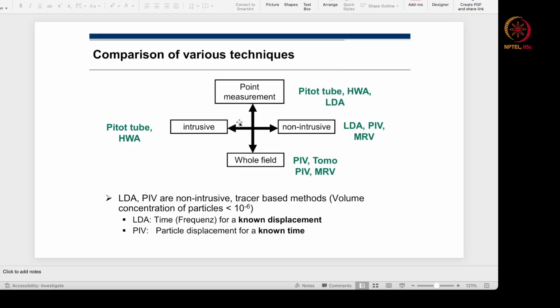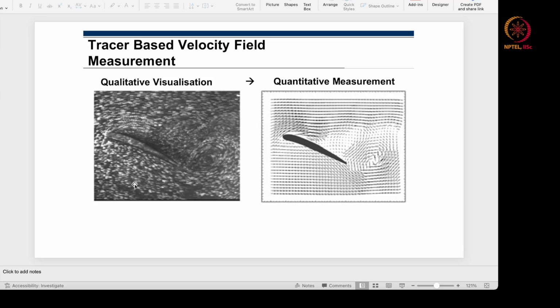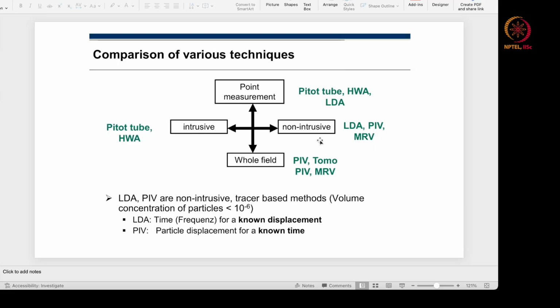Okay, and the whole field, which is basically measurements like this. You can also have PIV, then variations of PIV, which is tomographic PIV. Tomography we already saw in the Schlieren. And then magnetic resonance velocimetry, which is also for biological applications. If you want to measure something in your heart, for example, that would be a good technique to follow. So these are whole field measurements.